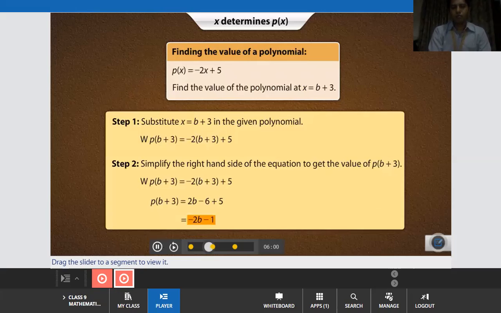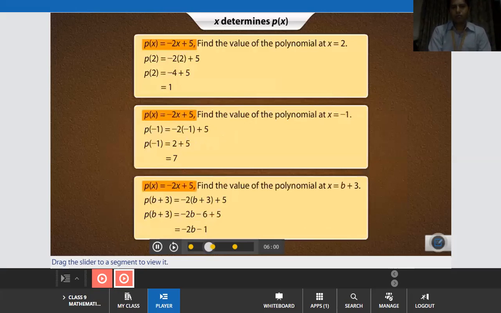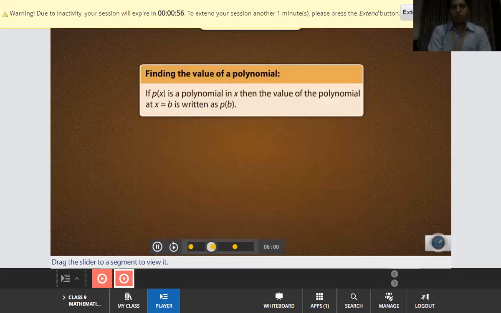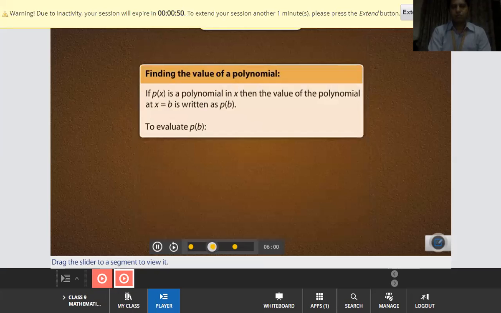Note that in all three examples, we use the same polynomial, but assigned different values to x. Since our input values were different, we got a different answer or output in each case. Hence, we can say that the value assigned to the variable x in this case determines the value of the polynomial.